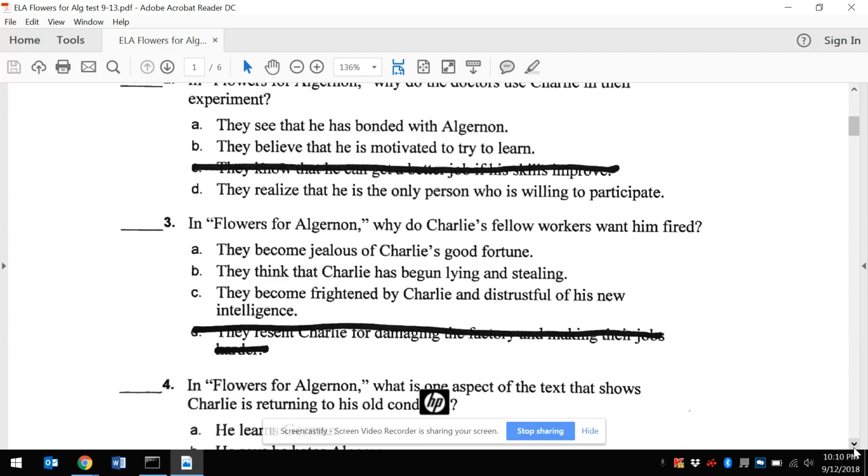3. In Flowers for Algernon, why did Charlie's fellow workers want him fired? A, they become jealous of Charlie's good fortune. B, they think that Charlie has begun lying and stealing. Or C, they become frightened by Charlie and distrustful of his new intelligence.